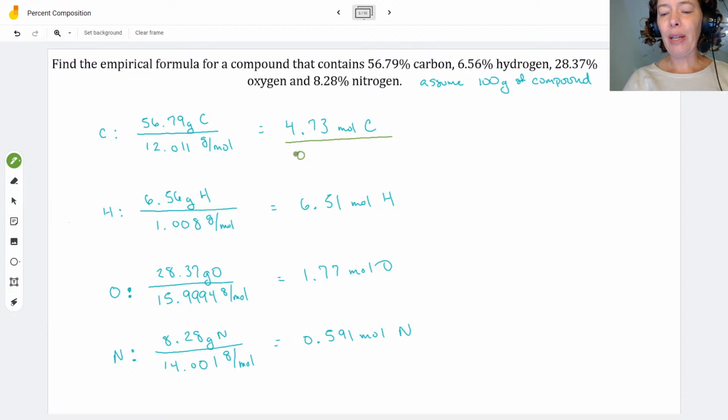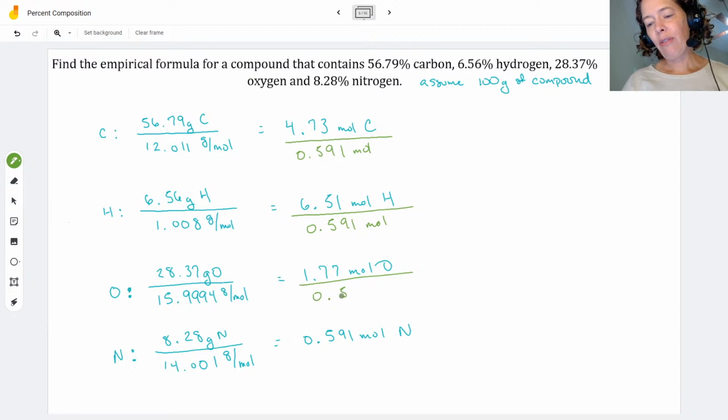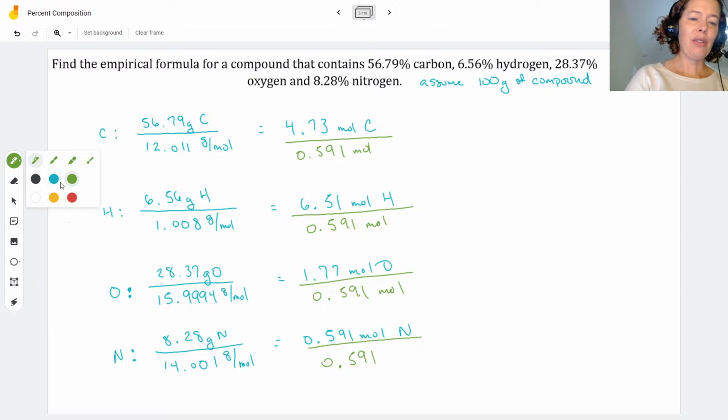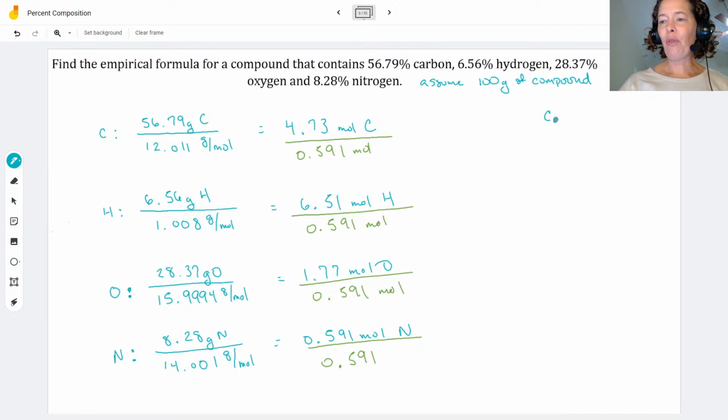So I am going to divide by 0.591 moles. Again, all of these get divided by 0.591 moles. So what we're trying to do at this step is find our whole number ratio of atoms, because we are not going to write a compound that is, I'll just throw this up here, C4.73 H6.51, etc., etc., etc.